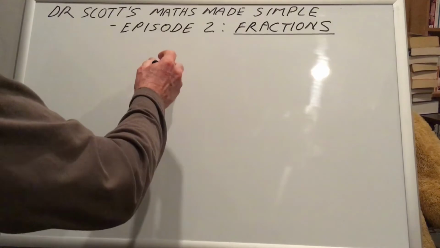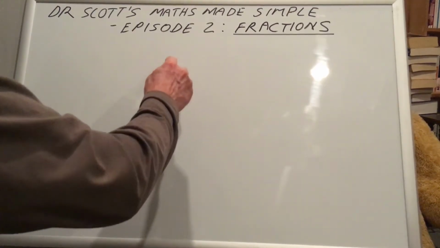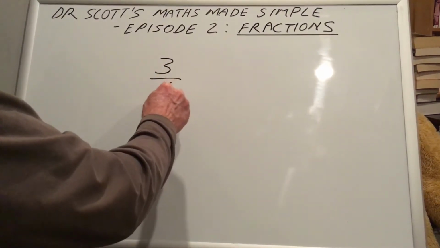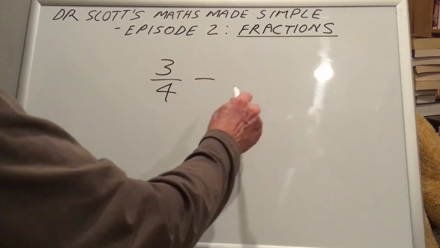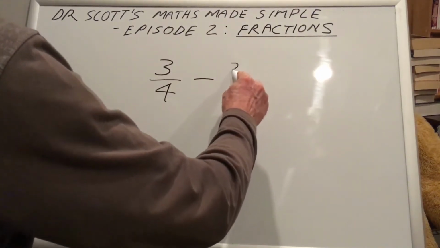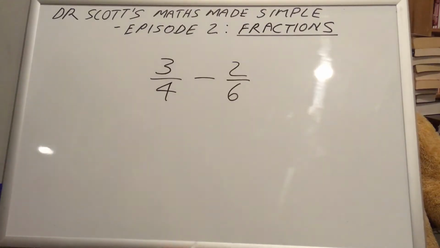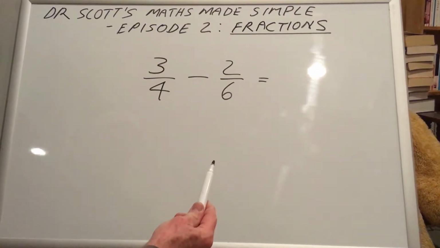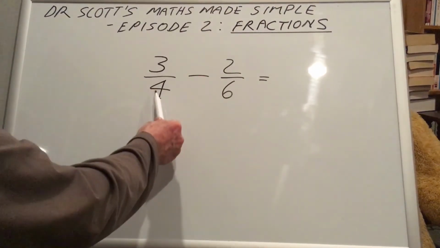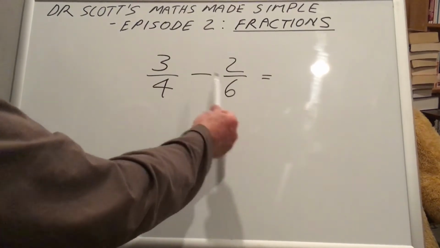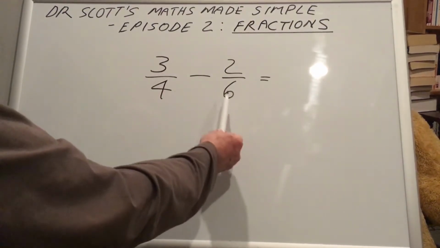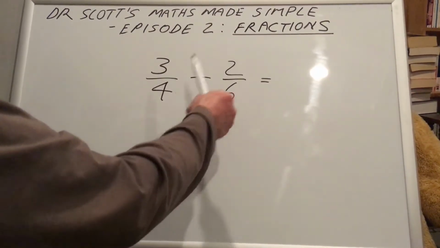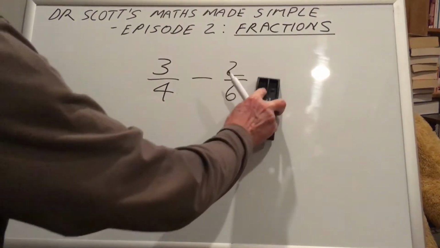Now, if I said to you, well, 3 on 4 minus 2/6. Now we have a problem. We don't really have a problem, but we've got an added degree of difficulty. 4 is different to 6. So how do we get them the same? We need the same on the bottom. We need to have the same denominator to do the subtracting very easily.